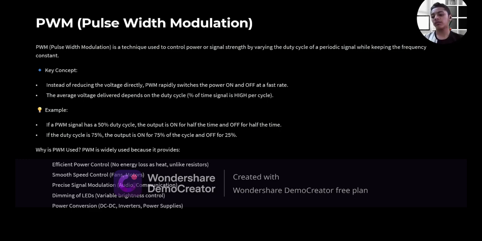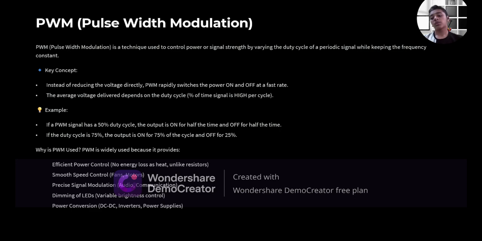For example, if a PWM signal has a 50% duty cycle, the output is on for half the time and off for half the time. If the duty cycle is 75%, the output is on for 75% of the cycle and off for 25%.